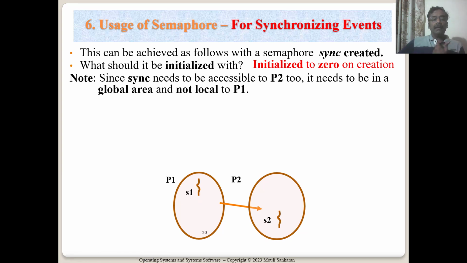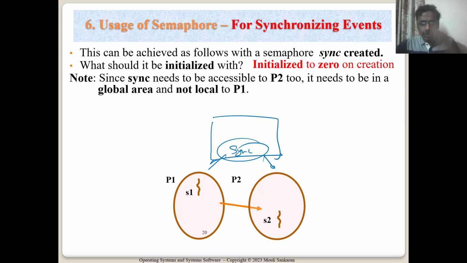Okay, and one more thing you should remember: the semaphore handle should be accessible to both the processes. If these are two different processes, they don't have access to common data, unless this process happens to be a thread within that process. If they are two different processes, they don't have access to a common area. So the sync semaphore handle should be in some shared memory. When I explain the code, maybe it will be clear. Imagine you somehow make sure that sync is known to both the processes.